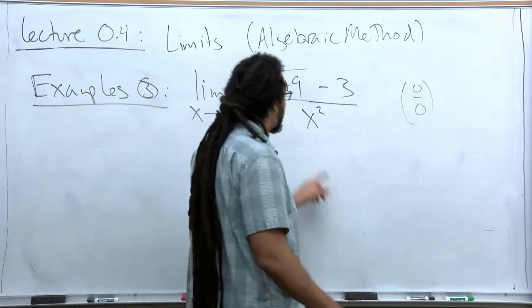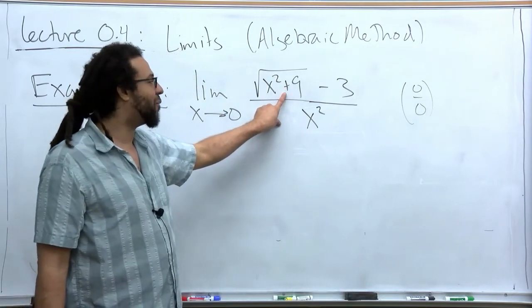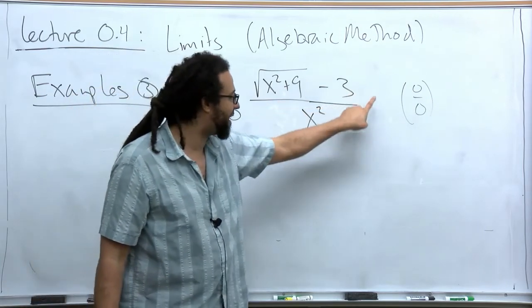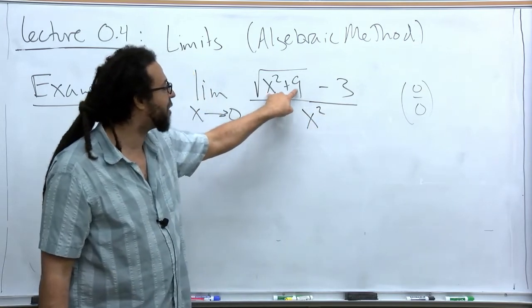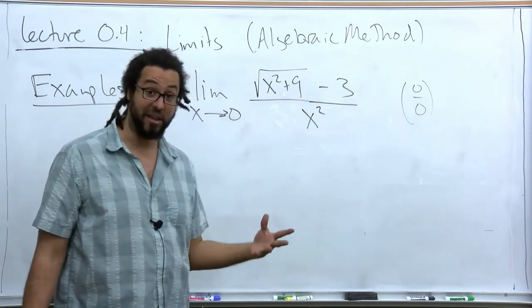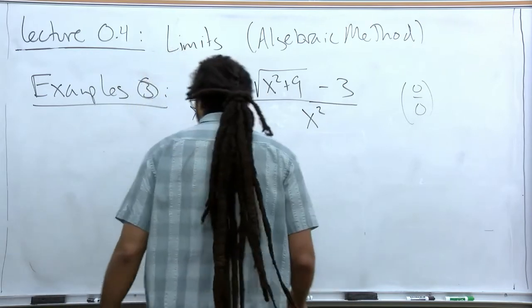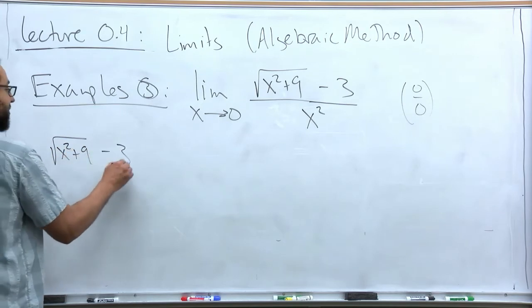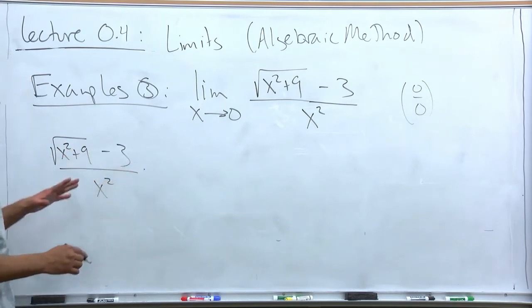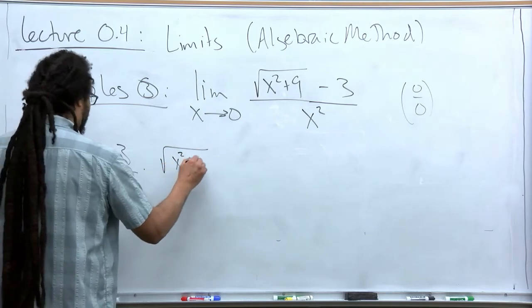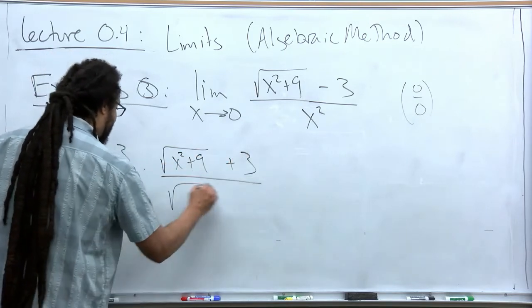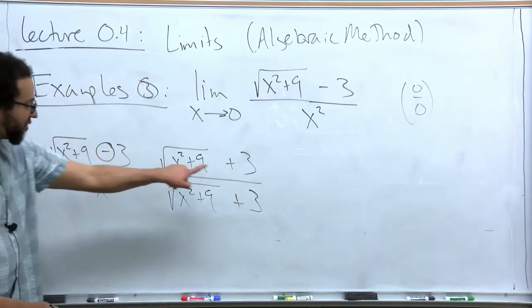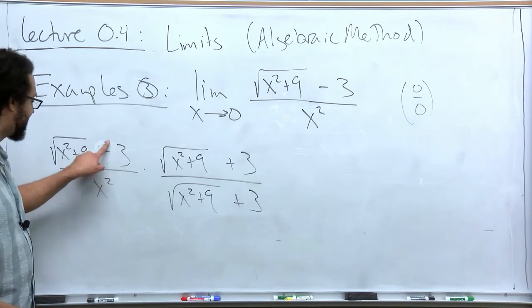So if you get a square root and you need to rewrite the thing, you might want to try the old conjugate trick from high school. So I'm going to multiply the top and the bottom by the square root plus 3, right? That's the conjugate of this expression. So here I'm going to get square root x squared plus 9 minus 3 over x squared. And I'm just going to multiply the top and the bottom by square root x squared plus 9 plus 3. So I just switch the minus to a plus, and that's how I get the conjugate.